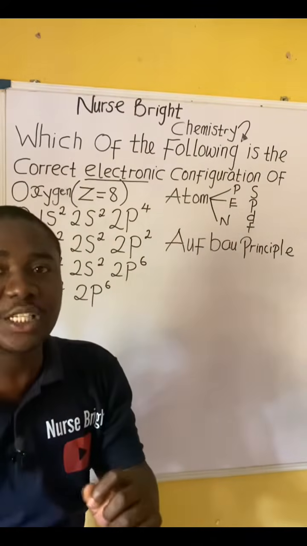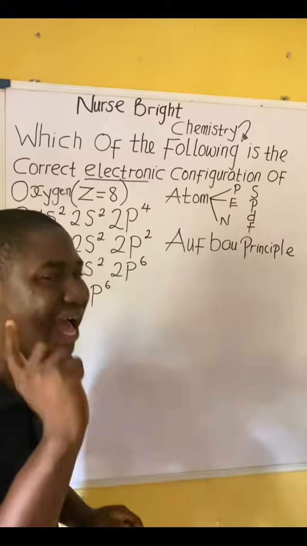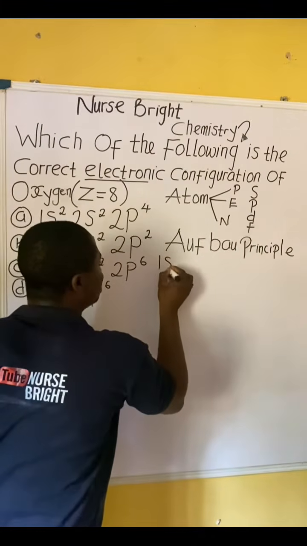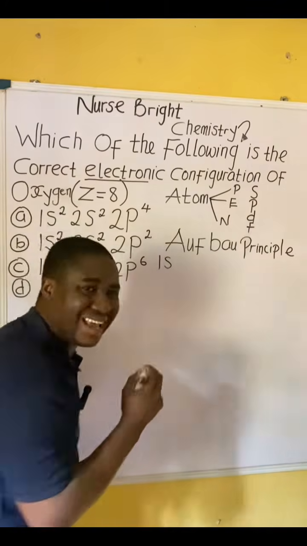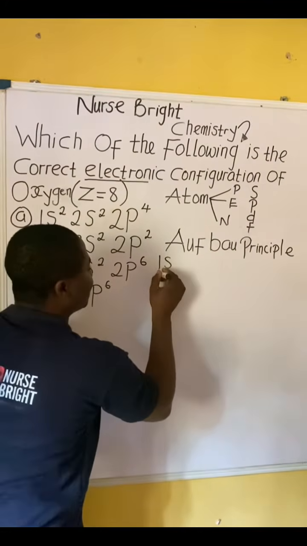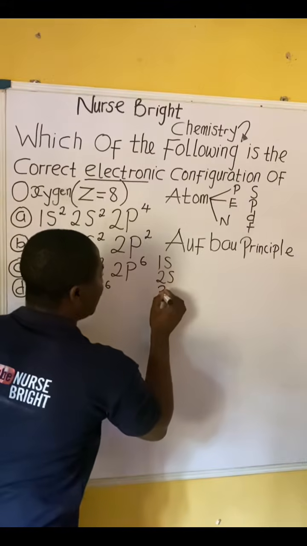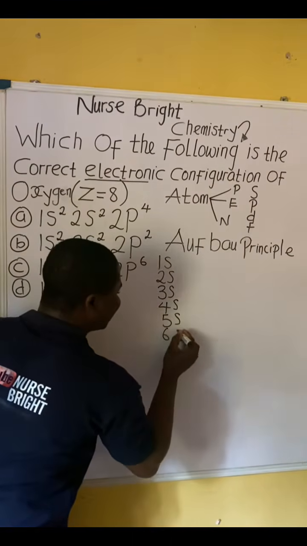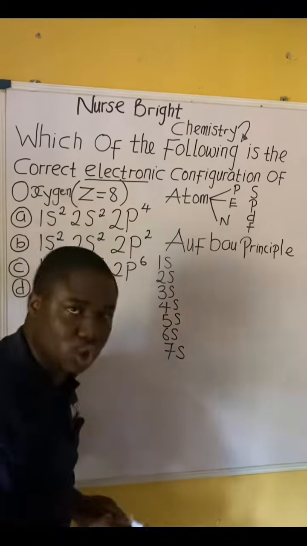So for the Aufbau principle, here is the chart you must master. Please listen very well. You start writing from 1s, just follow me. The first orbital is the s orbital. So we simply write 1s first, 2s, 3s, 4s, 5s, 6s, and 7s. We'll stop here.